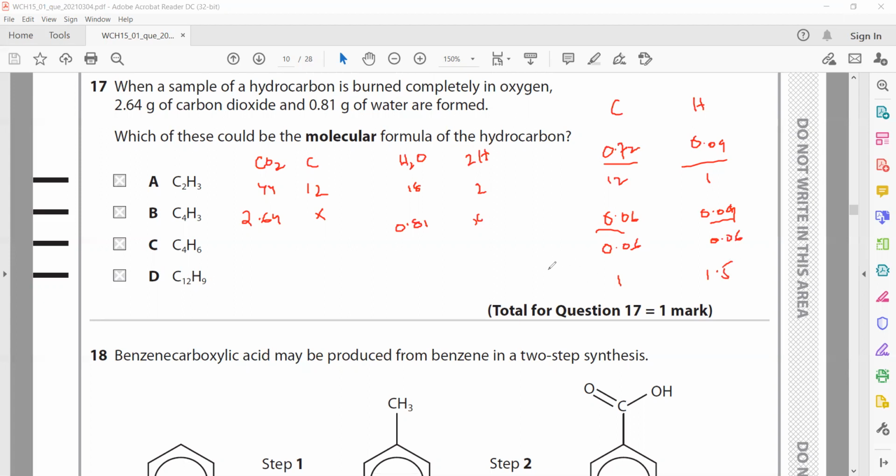Whenever one of the values is 1.5 or 2.5, multiply all of them by 2. So this will be 2 and 3. So the empirical formula is C2H3. If the empirical formula is C2H3, the molecular formula will either be the same or a multiple of it, because the ratio is 2 to 3. So which molecular formula has the ratio 2 to 3? When you check, C is the right answer.